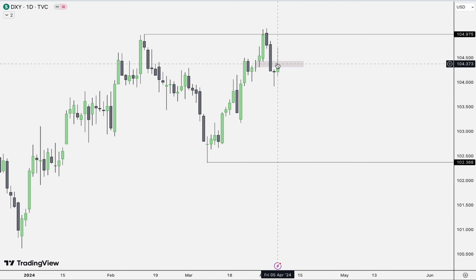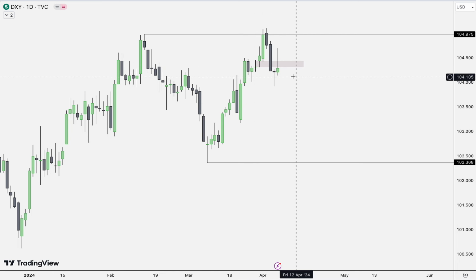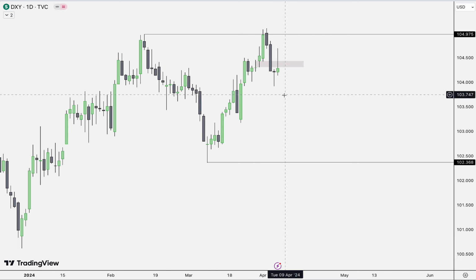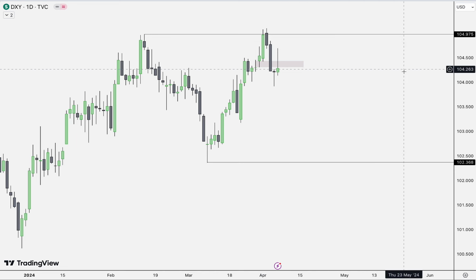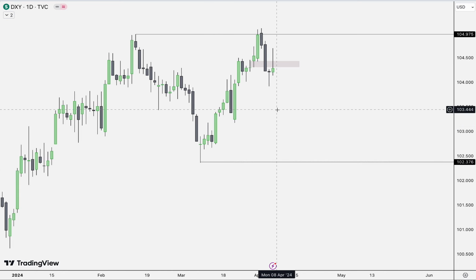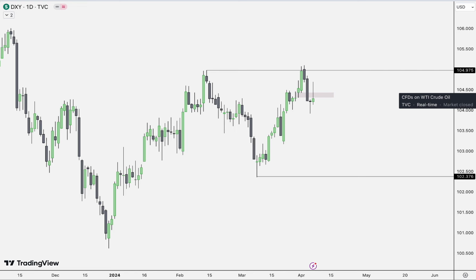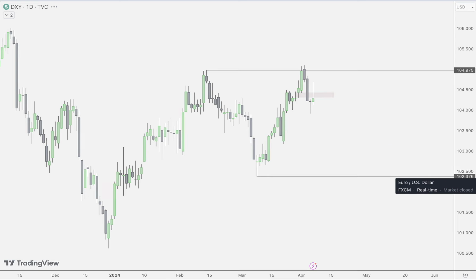So if we are to go lower, I would like to see price keep closing below this gap, potentially giving us a smaller impulse to the downside, giving us a new lower low, confirming this as our lower high. So potentially we could look at levels such as this and this as our targets. However, we need to see that confirmation of a downtrend on a lower time frame. So that's it for the dollar index.